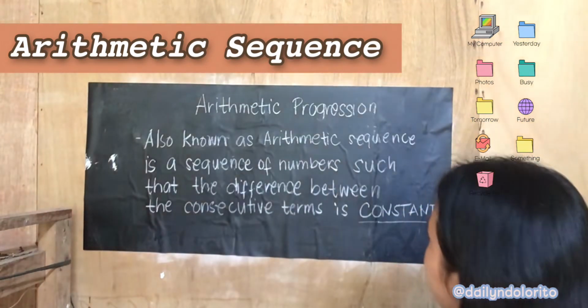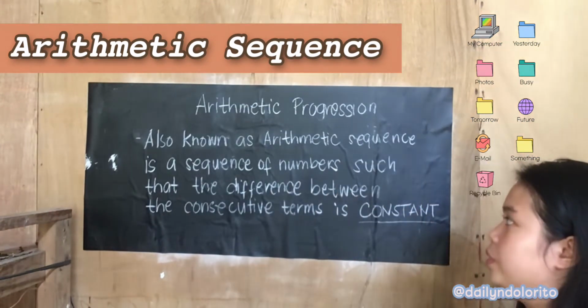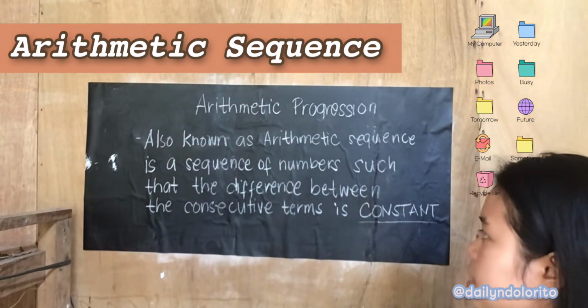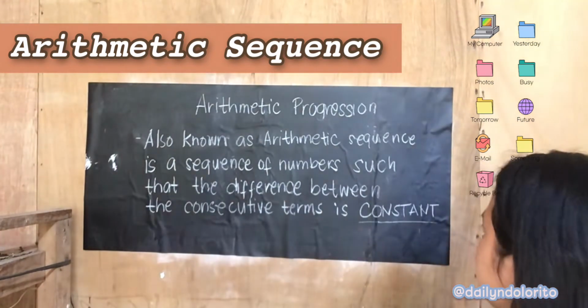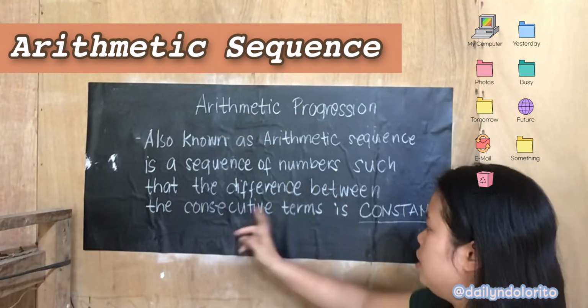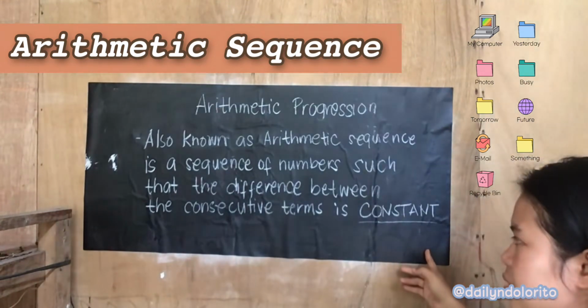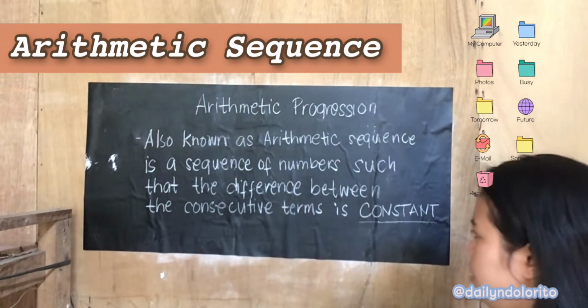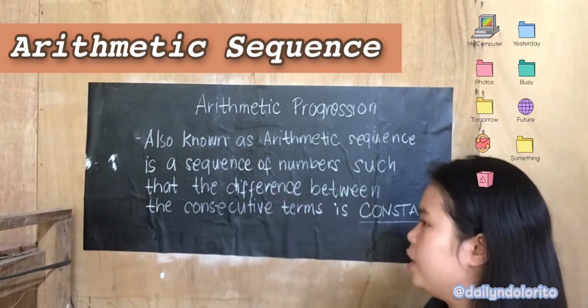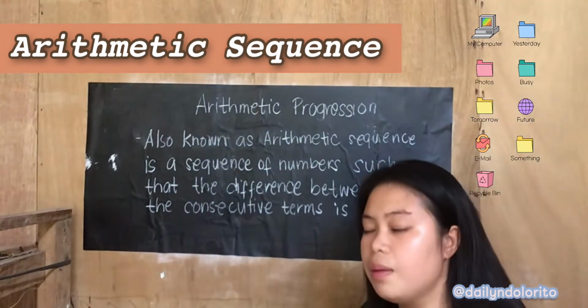On the board, arithmetic progression, also known as arithmetic sequence, is a sequence of numbers such that the difference between the consecutive terms is constant. So what do you mean by the difference, also known as the common difference?